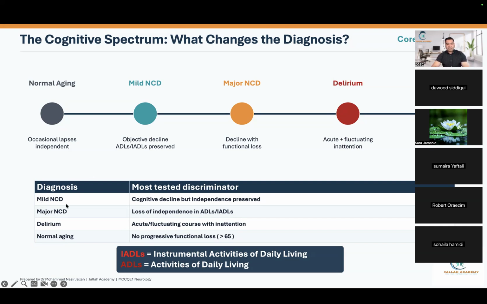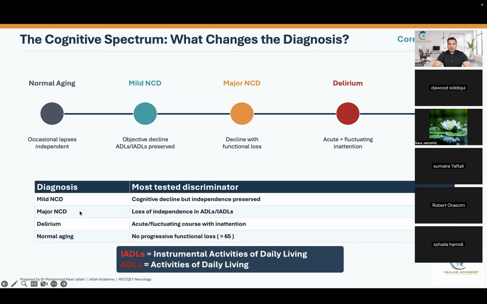Now, diagnose mild neurocognitive disorder: it is cognitive decline, but independence is preserved. It means you can still live by yourself because you can still function as a person. You can do your day-to-day activity. So you can still be an independent person.